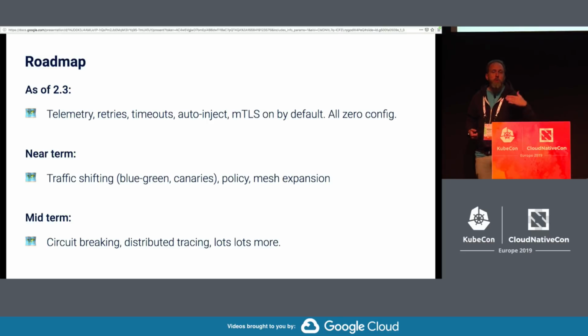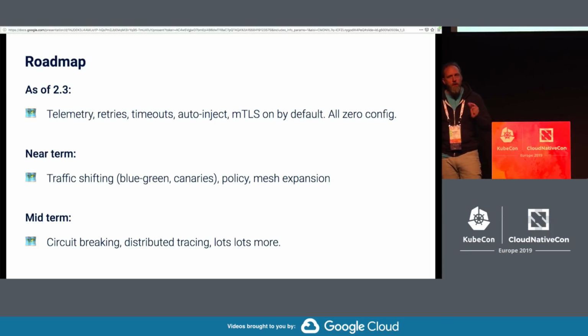And then 2.4, which is coming out next month, will have traffic shifting, so we'll be able to do blue-green deploys and canaries and things like that. You can kind of do that with Kubernetes already by doing label flipping on pods, but you're restricted to pod-level granularity, and that's not always right. So service mesh can add some value there.